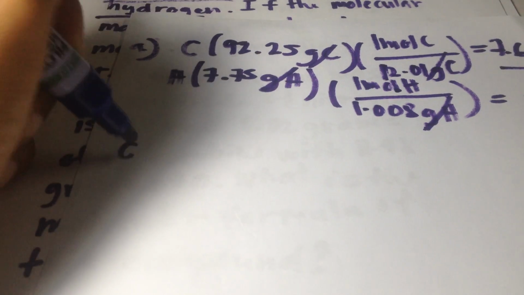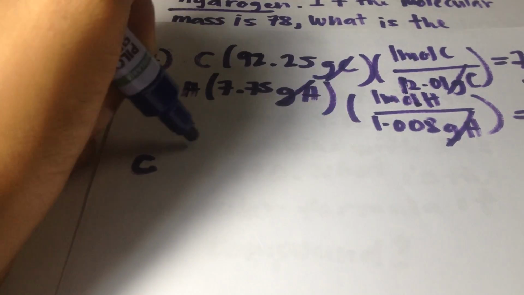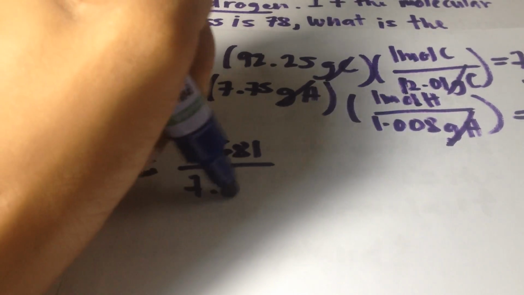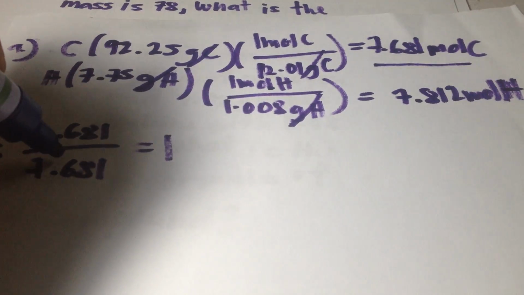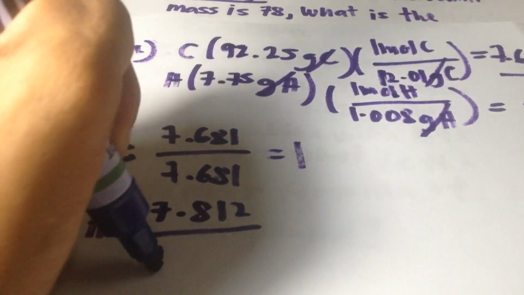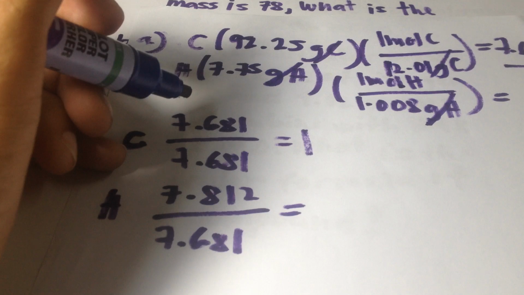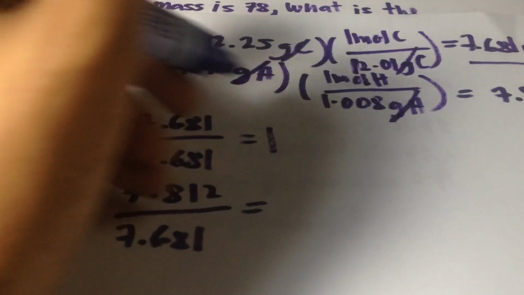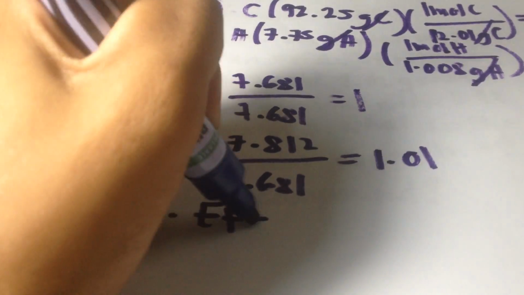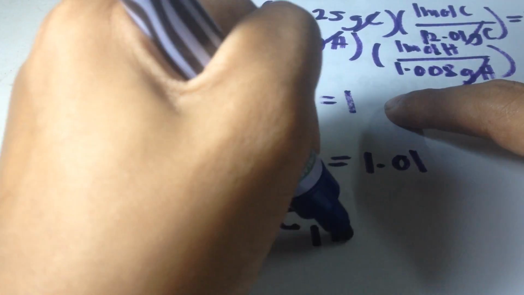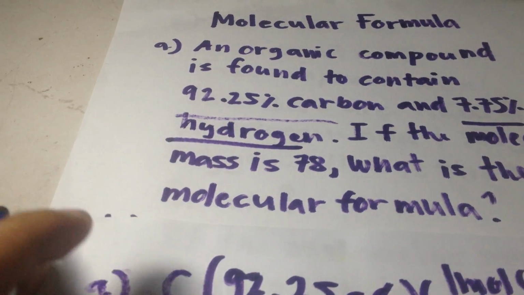So in carbon, they have 7.681. So 7.681 divided by 7.681 is equal to 1, and hydrogen has 7.812 divided by 7.681, which is equal to 1.01. So the empirical formula is carbon with a subscript of 1 and hydrogen with a subscript of 1 too, so equal to CH. And the question is, what is the molecular formula?